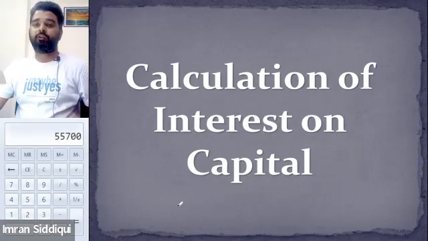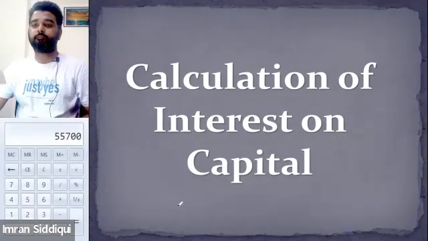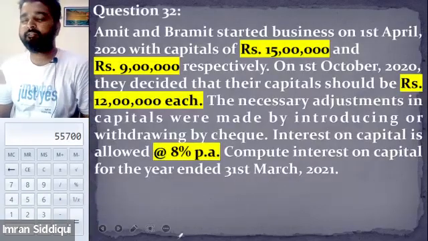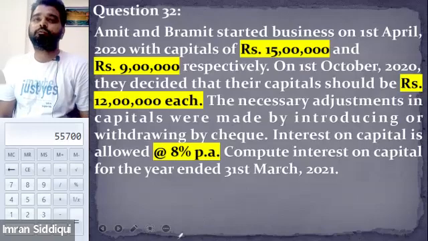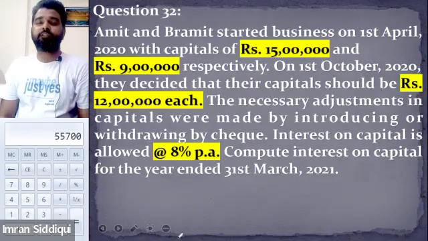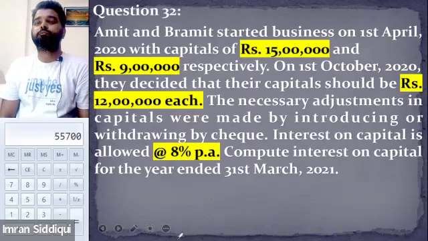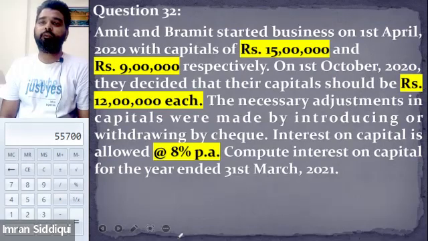Okay, so let's continue with the question. We'll start with question number 32. Here you can see it is written that there are two partners, Amit and Brahmit. They started a business on 1st April 2020 with a capital of 15 lakh and 9 lakh respectively. On 1st October, they decided that their capital should be 12 lakh each.